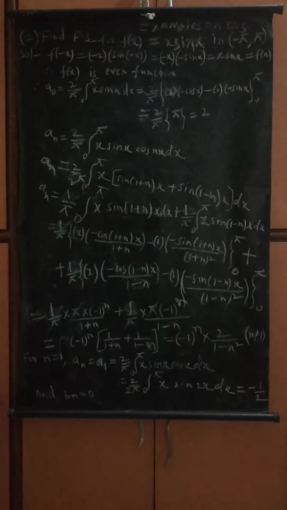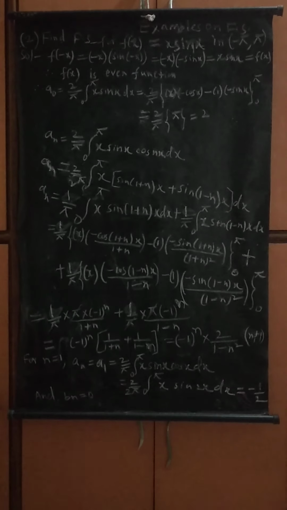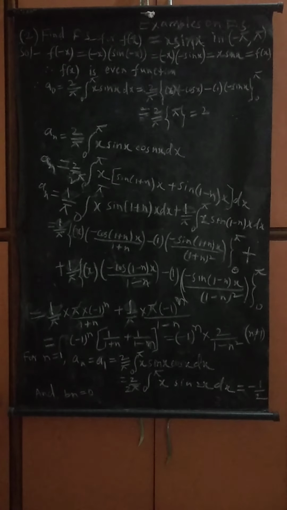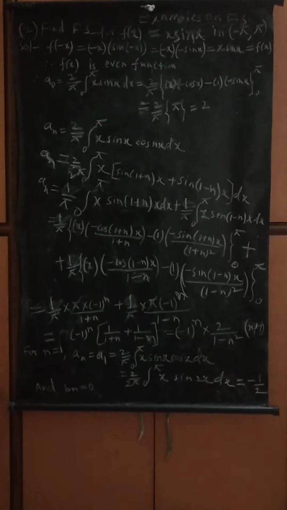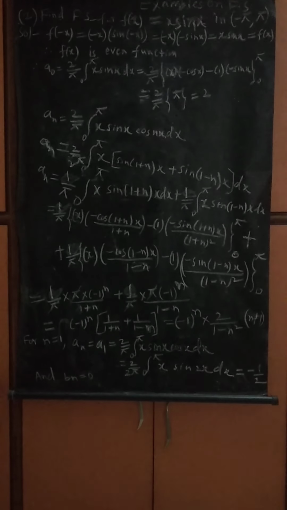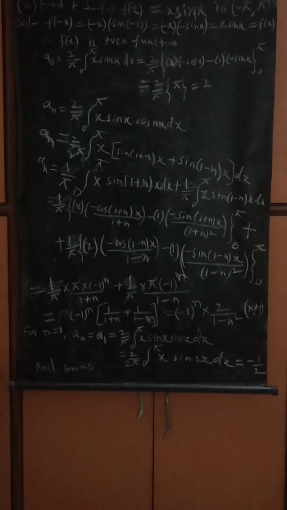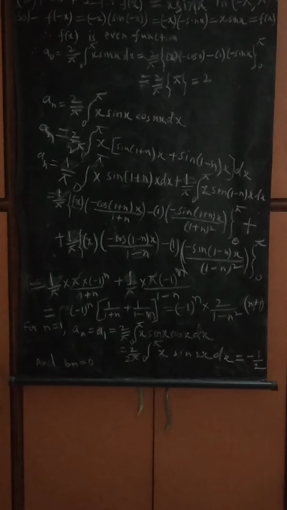So for that, an becomes a1 for n is 1, and a1 becomes 2 upon pi integral 0 to pi x sin x cos x. Why cos x? Because cos nx becomes cos x when n is 1. So a1 becomes 2 upon pi integral 0 to pi x sin x cos x dx.